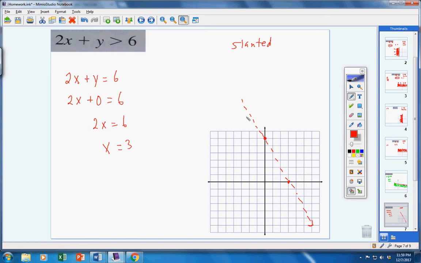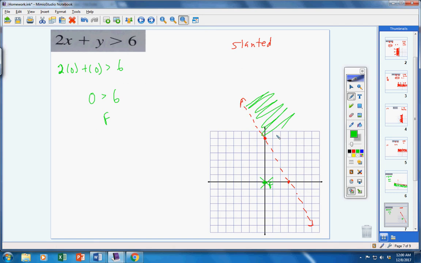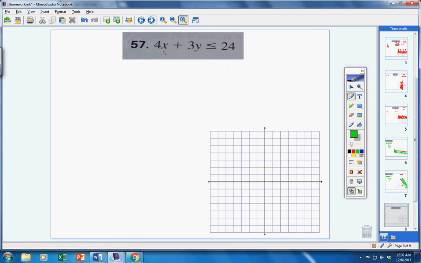And then because we do not have a horizontal line or a vertical line, we will have to test a point. My favorite point to test is 0, 0, so 2 times 0 plus 0 is greater than 6. 2 times 0 is 0. 0 plus 0 is 0. 0 is greater than 6. That is not true. That's false. 0 is not greater than 6. So that's false. We're going to shade where that point is not. Okay? So we're going to shade over here. Alright? Okay, moving on to number 57.